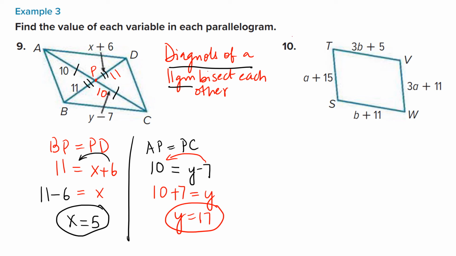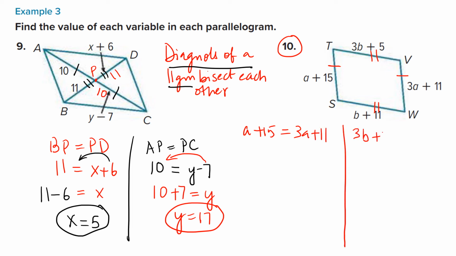This one is very simple. You know opposite sides of a parallelogram are equal, so this is equal to this and this side is equal to this side. So a plus 15 is equal to 3a plus 11 and 3b plus 5 is equal to b plus 11. Now you can solve it.